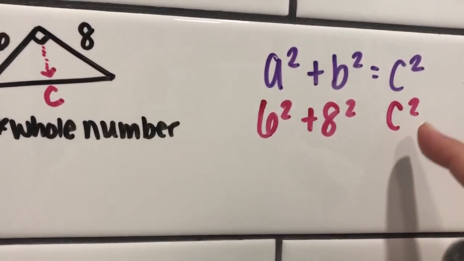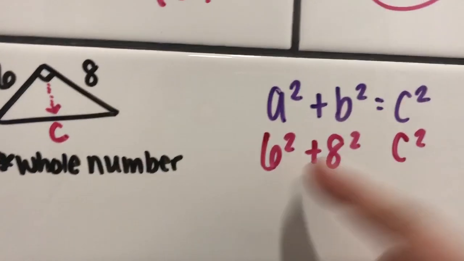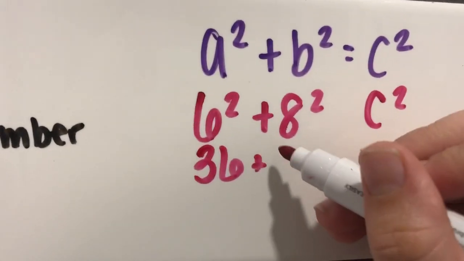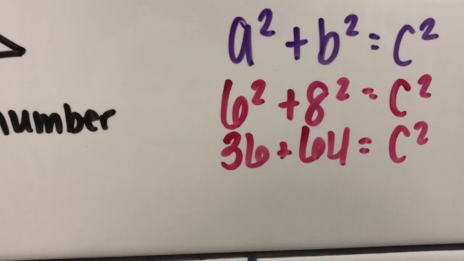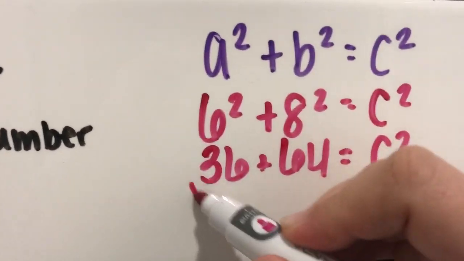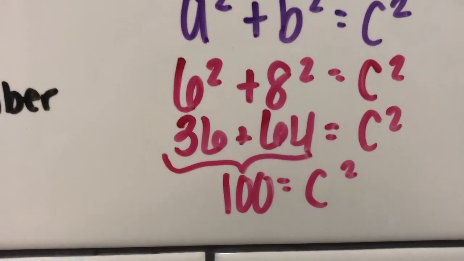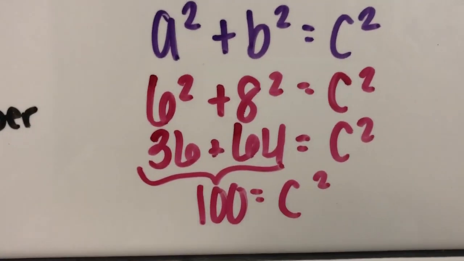Now notice my variable is C squared as of right now, so I'll need to deal with that in a minute. 6 squared is 36. 8 squared is 64. And I don't know what C is. That's what I'm looking for here. When I add these together, I'm left with 100. But 100 equals C squared. 100 does not equal C. 100 is not my hypotenuse.